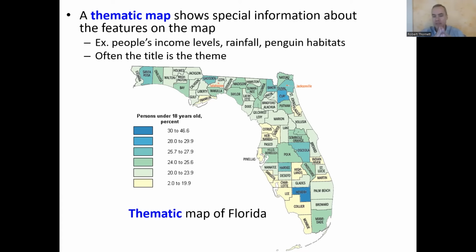Okay, maybe you found it. It's Hendry County, right there at the bottom of Florida. Why is that? Who knows? We could think about that. But Hendry County, because it's got the highest percentage blue on the left.